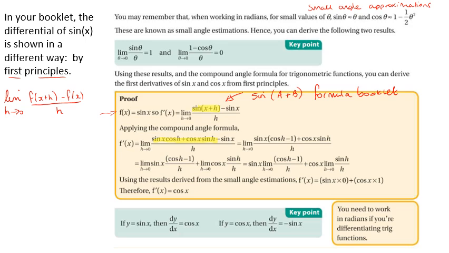Now, the next thing that we can do on the top is a bit of factorising, because some of the terms have a common factor. If we look at the sine x cos h and then the minus sine x, they have a sine x in common. So for those two terms, we can factorise out the sine x, and that will leave cos h minus 1. The cos x sine h, we'll just leave alone for now, plus cos x sine h.